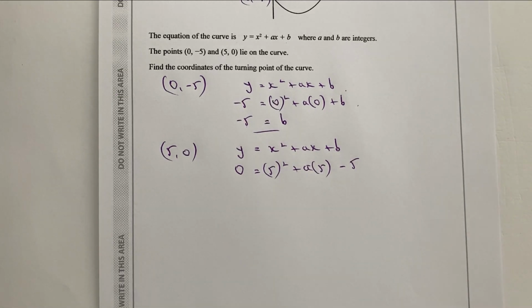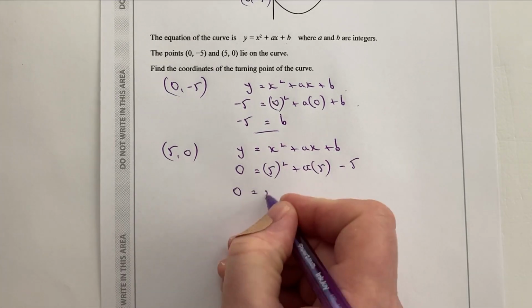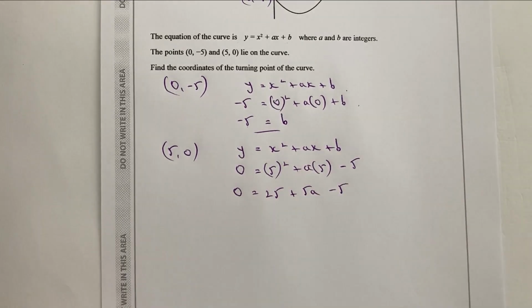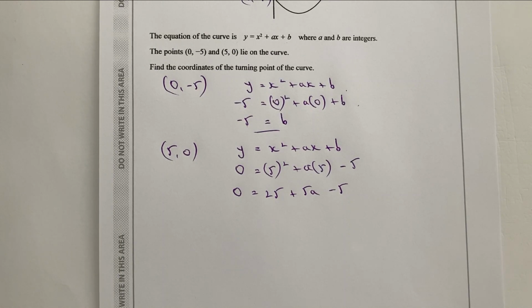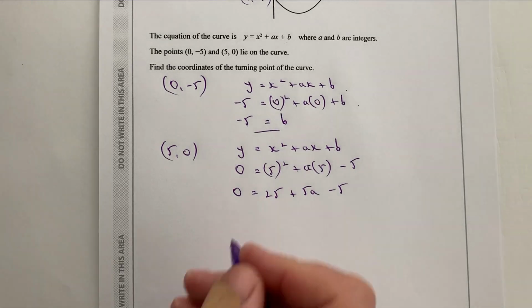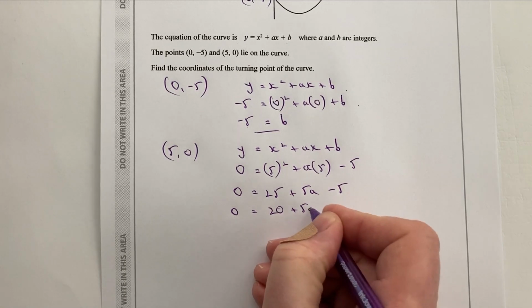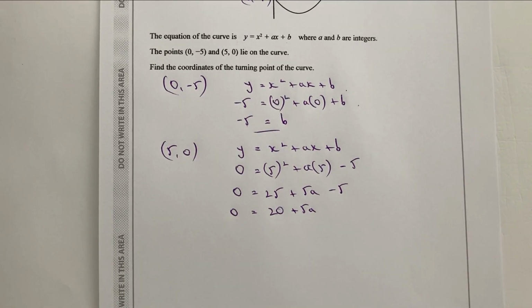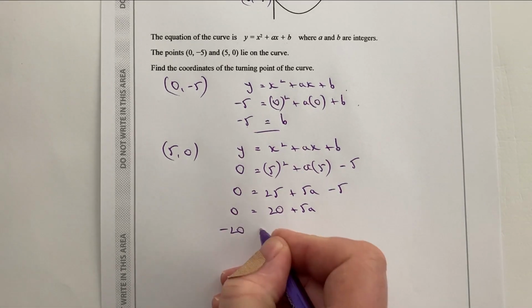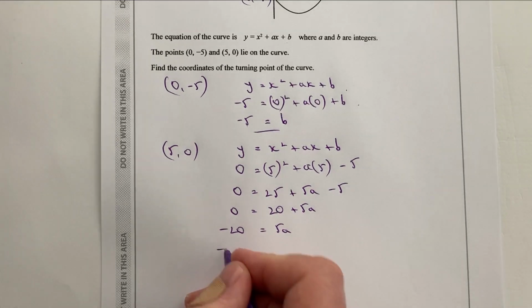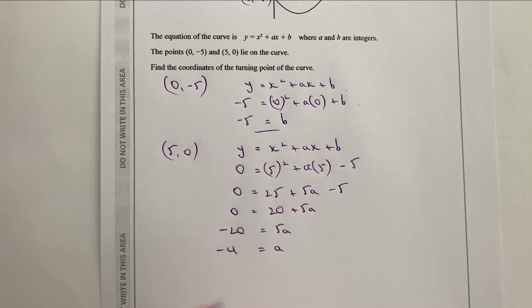Well, 5 squared is going to give us 25, so 0 equals 25 plus 5A minus 5. Let's have a look at how that works out. That's going to give you 0 equals 25 minus 5, which is 20, plus 5A. Move the 20 over to the other side. It's going to be minus 20. So minus 20 equals 5A. Divide through by 5. So now I know that minus 4 equals A.